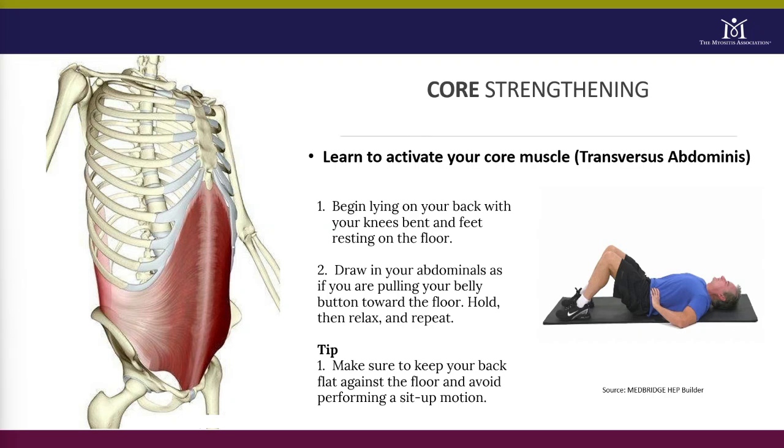In order for you to activate this muscle, you begin lying on your back with your knees bent and your feet resting on the floor, and you pull your belly button towards the floor by drawing in your abdominals and then hold it there for a few seconds. So you're tightening up, putting your belly button towards the floor, holding it there, and making sure to keep your back flat against the floor and avoid the sit-up motion.